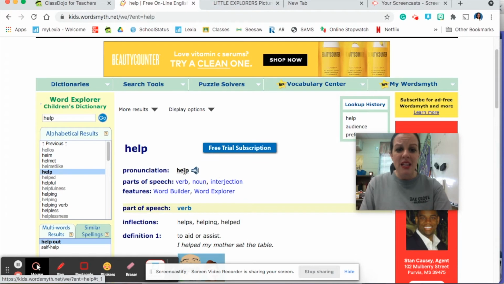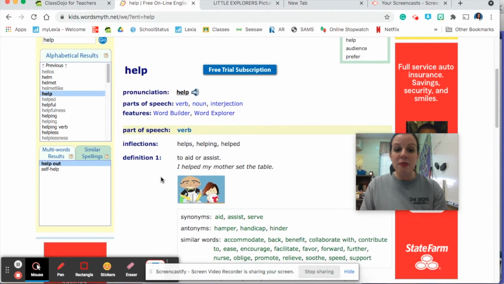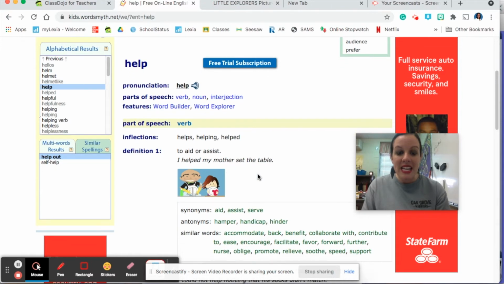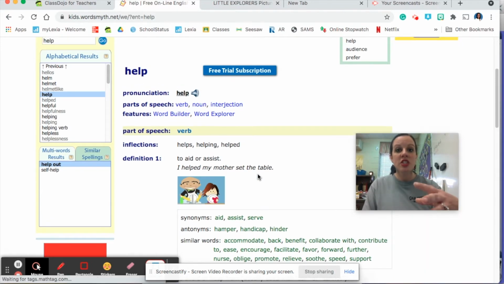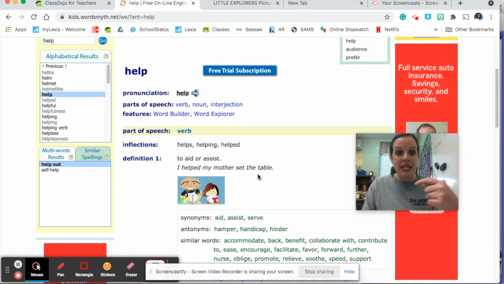It's going to tell me that help can be a verb, which means it can be an action word, or it can be a noun. It's going to give me the definition. Definition number 1, to aid or assist. I helped my mother set the table, and it even gives a nice little image there. Now, it did the job of the dictionary by defining that word. It told me what it meant. Definition 1, to aid or assist.